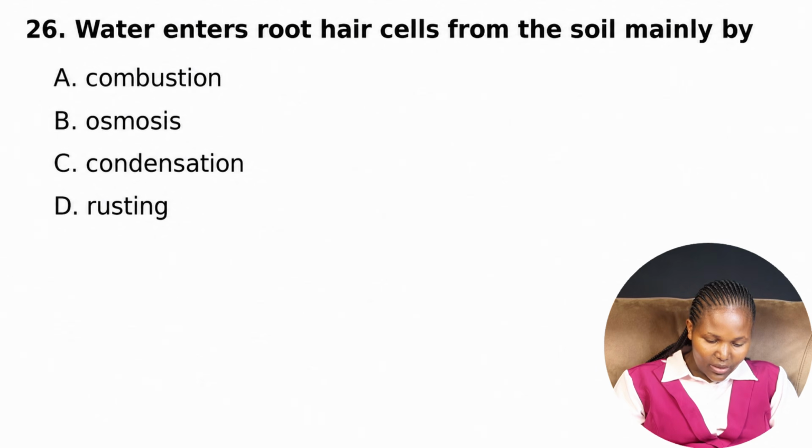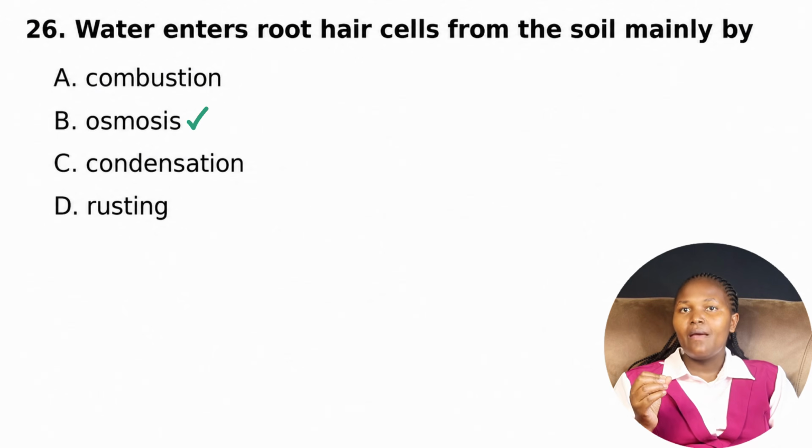Water enters root hair cells from the soil mainly by: combustion, osmosis, condensation, or rusting. Also for question 26 here we see a very good example of osmosis. The correct option is B, osmosis, because water in the soil is entering the root hair cells mainly by osmosis across their selectively permeable cell membrane.